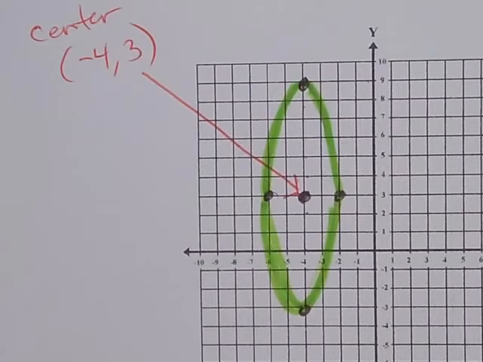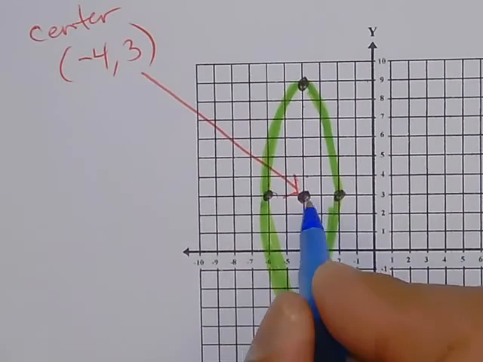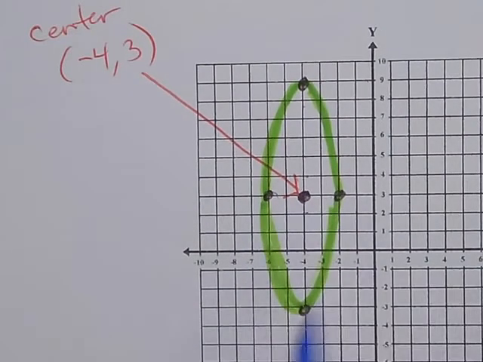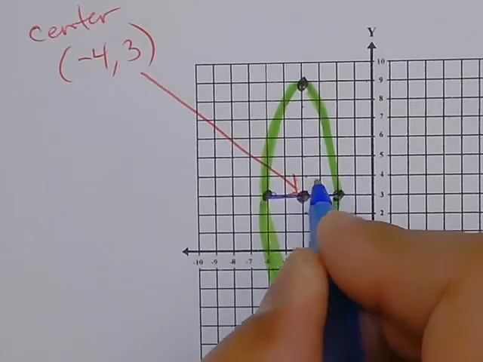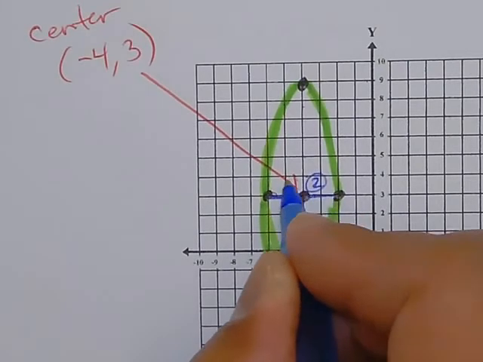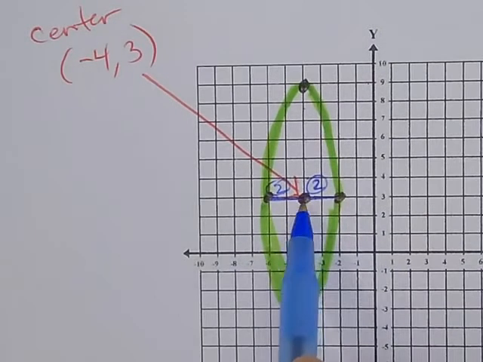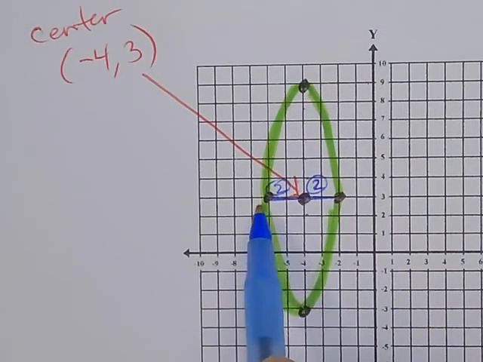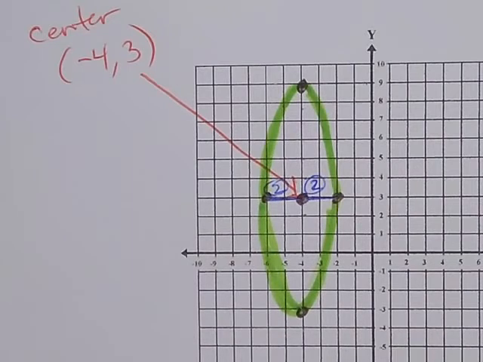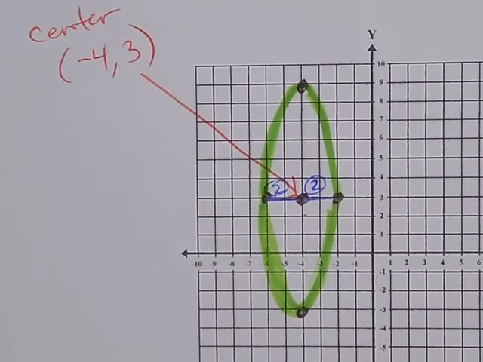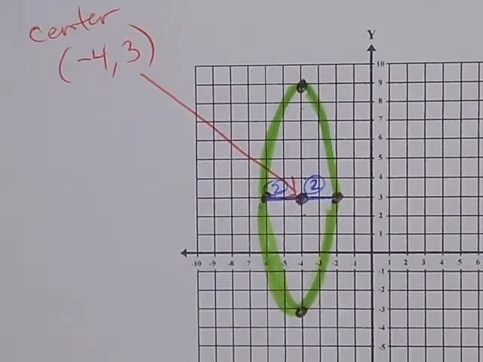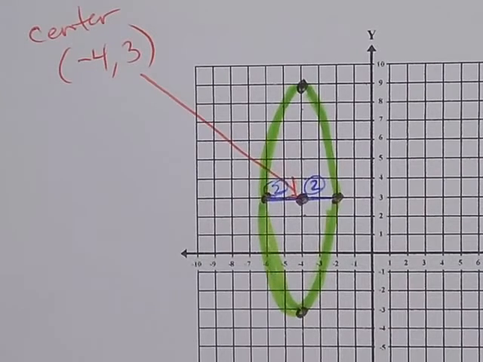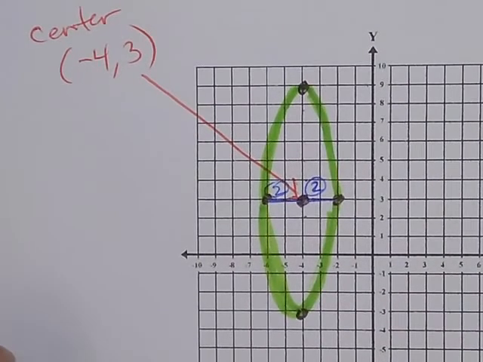Yeah, this one's negative 4, 3. What else do we need? Well, from the center, how much do we go left and right? I need to know that number. How much do we need to go this way, and how much is it going to go this way? Everybody agree it's 2? From the center, I have to go 2 that way, and you have to go 2 that way, right? Because the center's in the middle. Okay, so that's a good number to know.